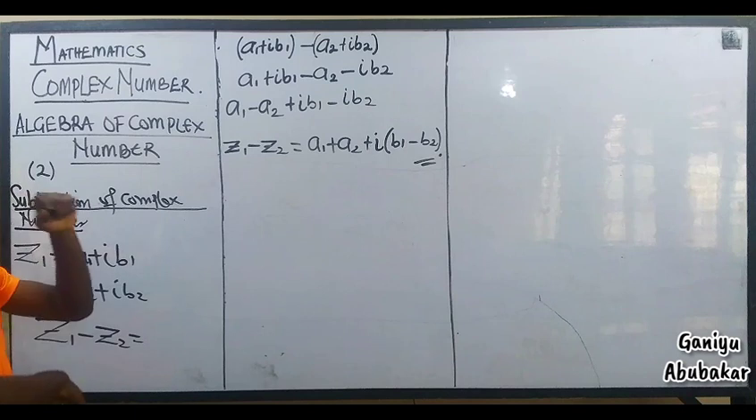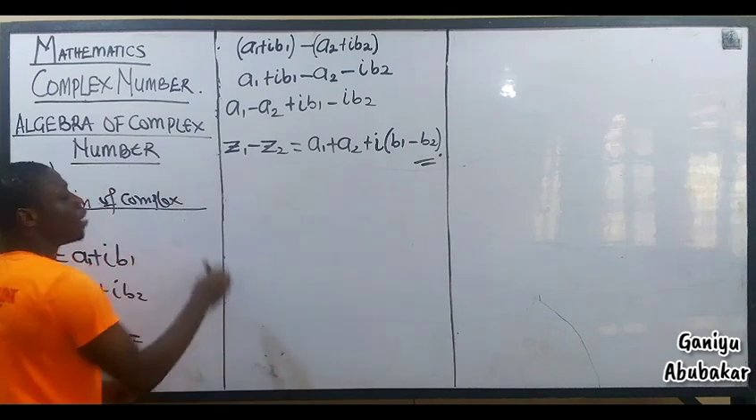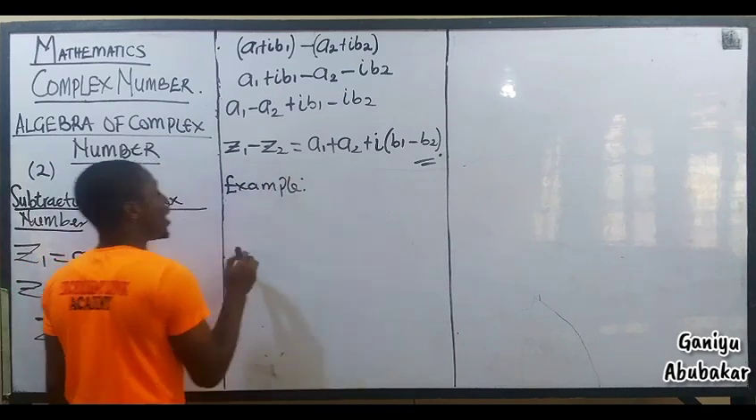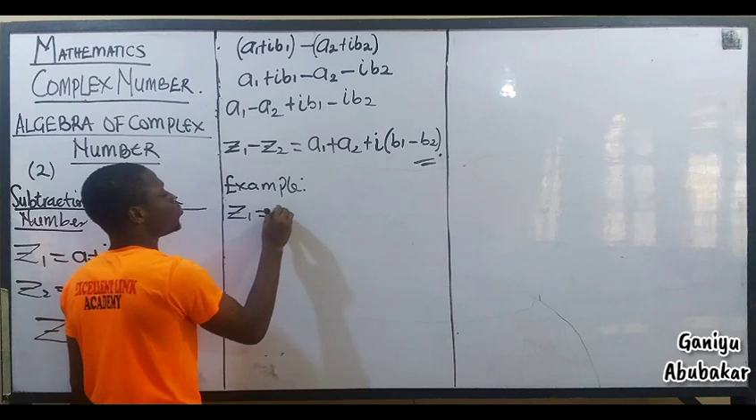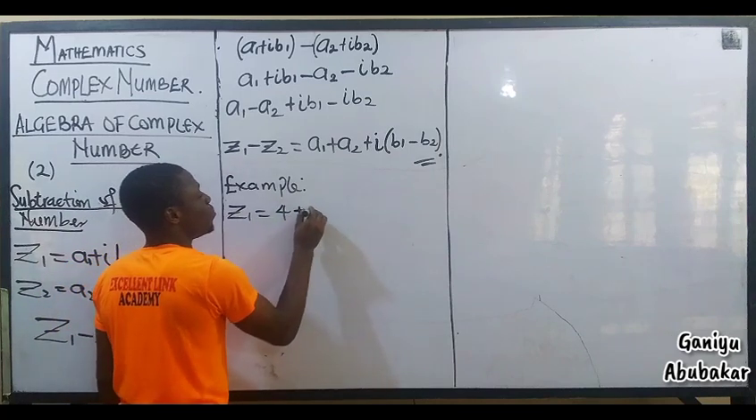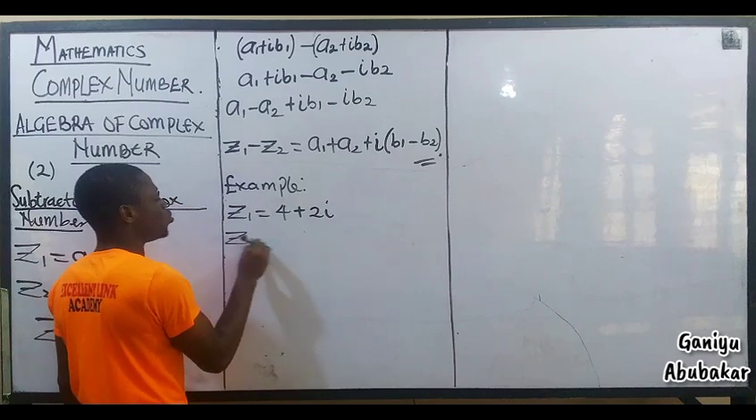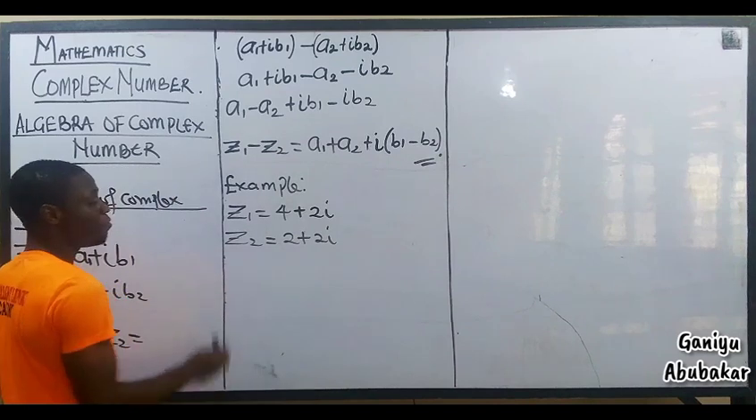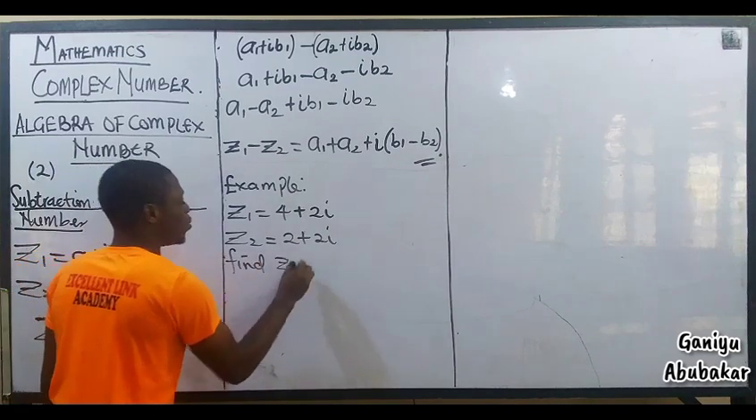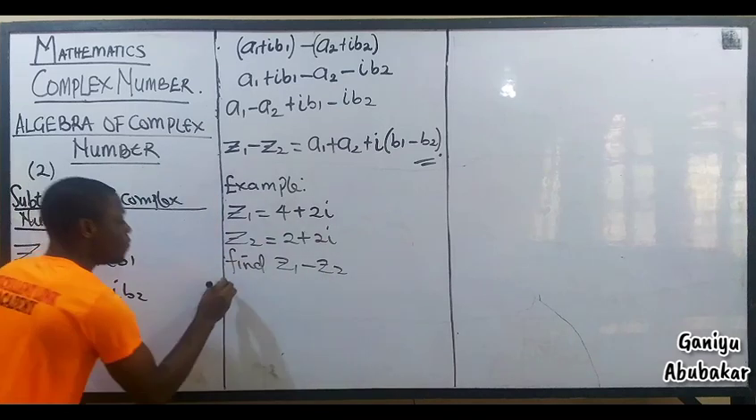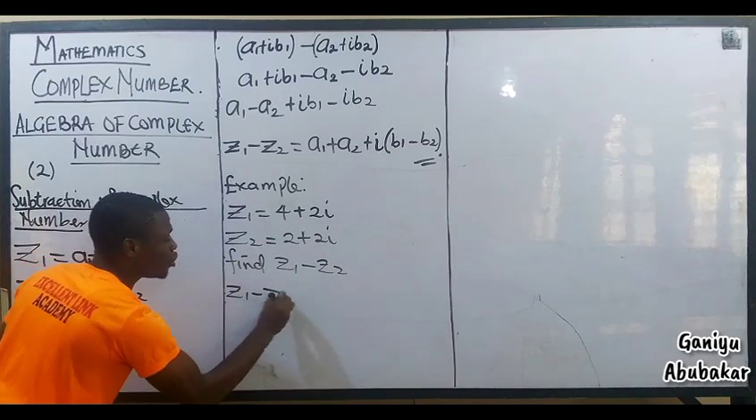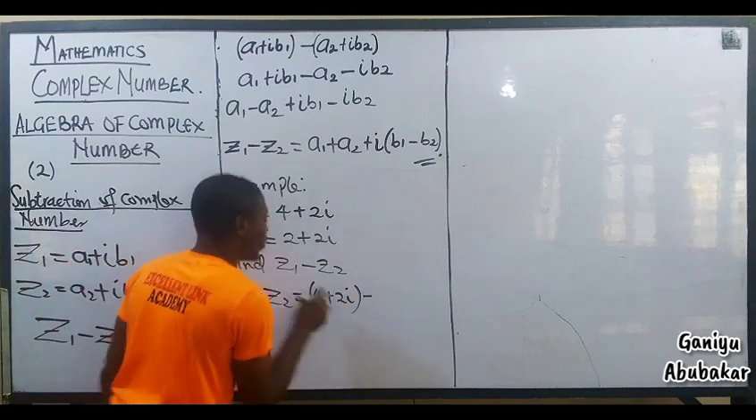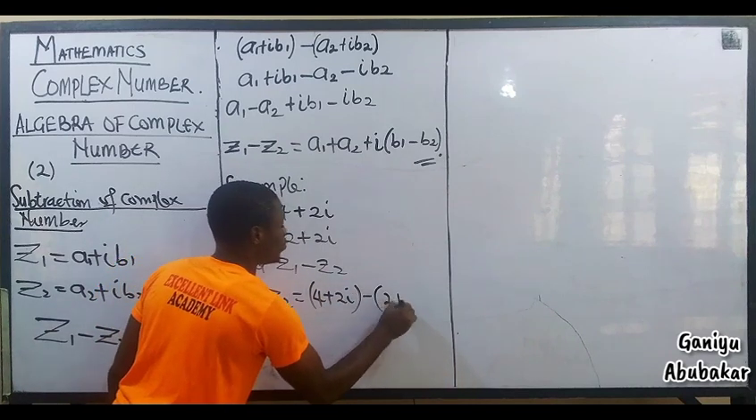Alright, this is how to subtract a complex number. So, perhaps, let's take an example first. Let's say I have z1 equal to 4 plus 2i, and z2 equal to 2 plus 2i. I'm told to find z1 minus z2. What do we do? First things first, z1 minus z2 is equal to what then? The first one, 4 plus 2i, minus the second one, 2 plus 2i.